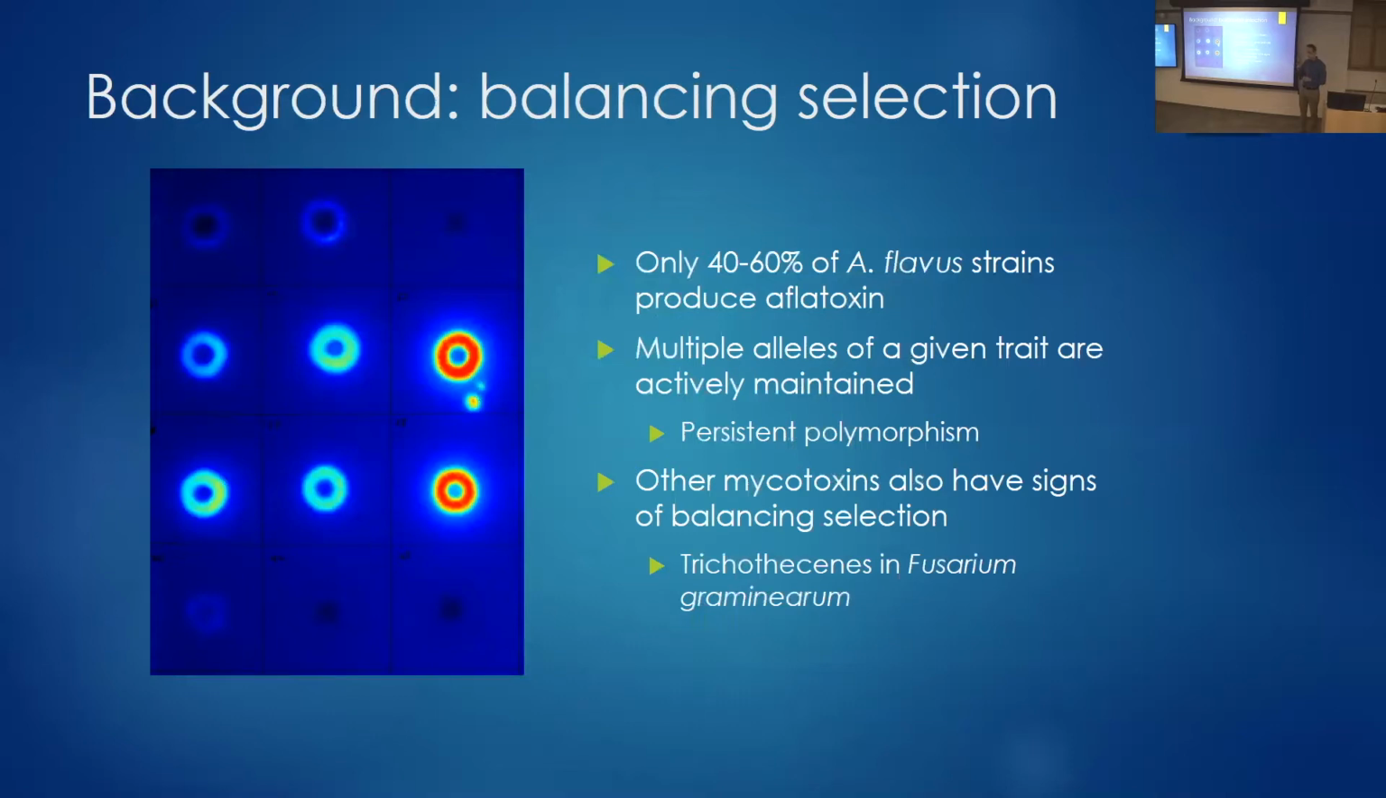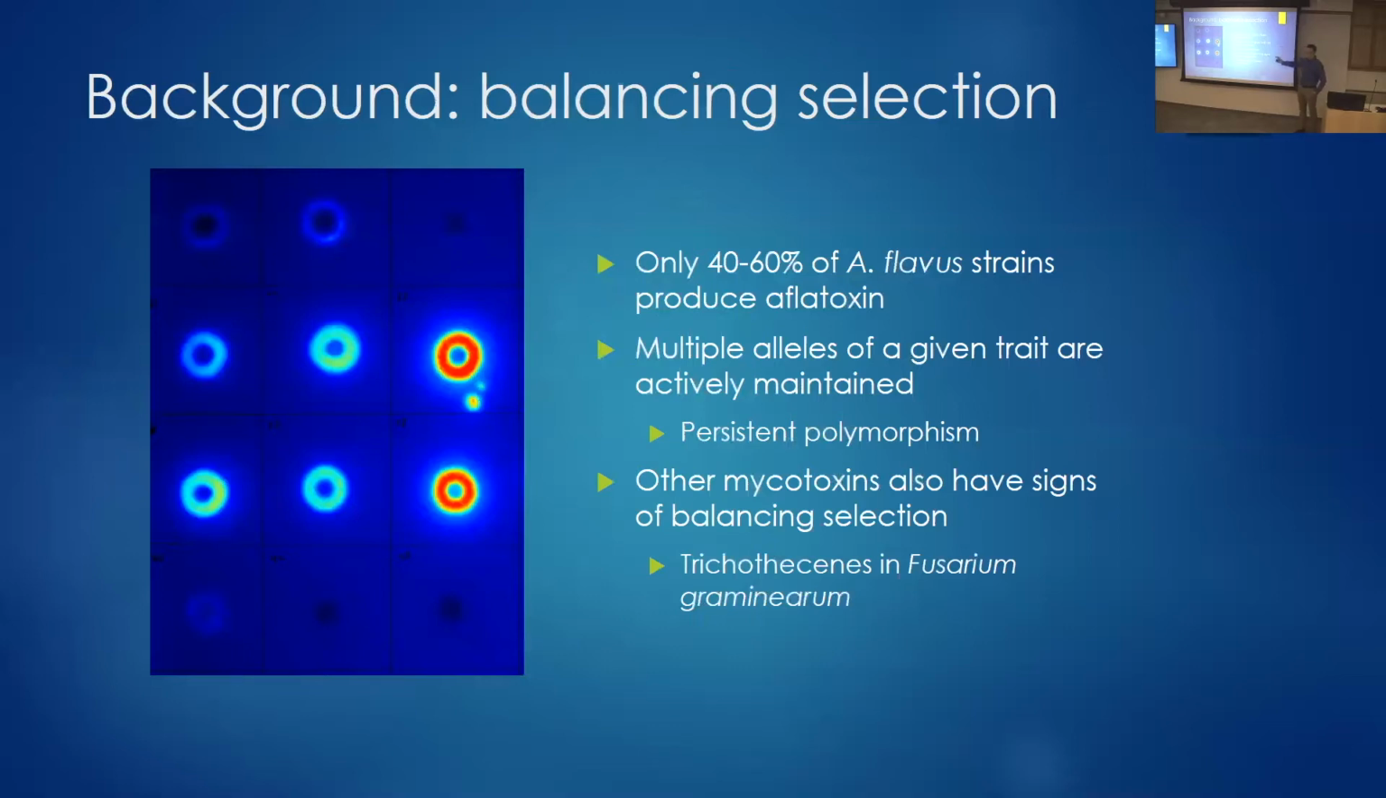But also, if you look at the genetic code, you find evidence of balancing selection, which means that this is a persistent polymorphism. Again, it means that at some point, producing aflatoxin confers a fitness advantage, and at some point, not producing aflatoxin confers a fitness advantage, relative, at least, to the other chemotype. So we're really interested in this balancing selection.